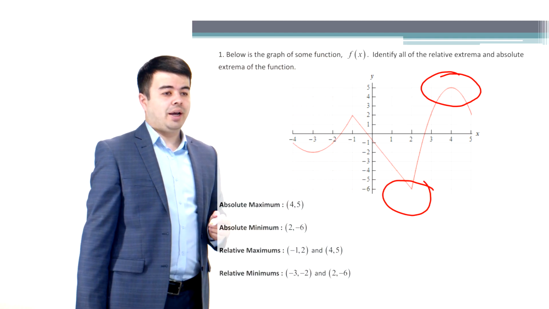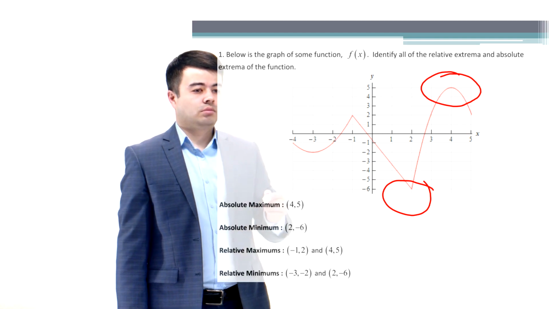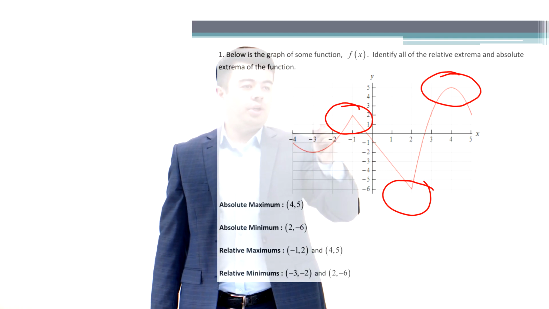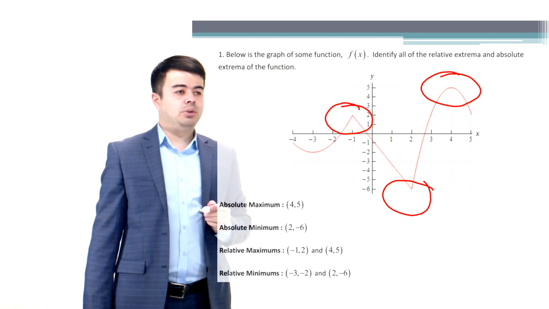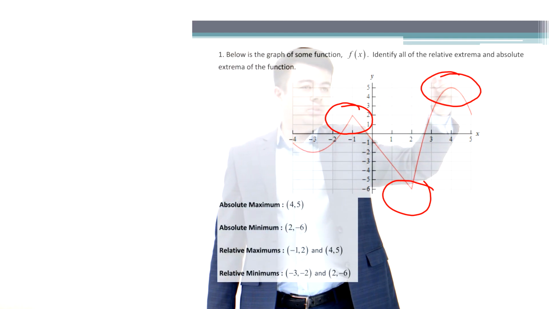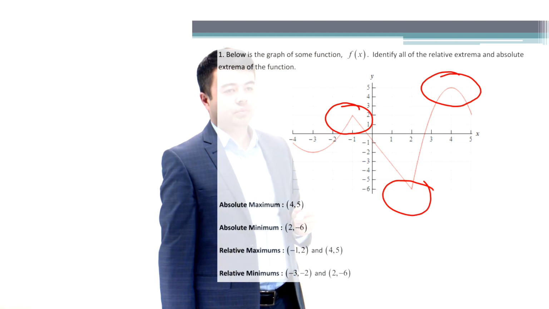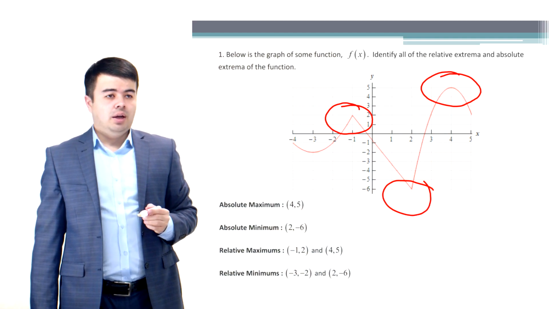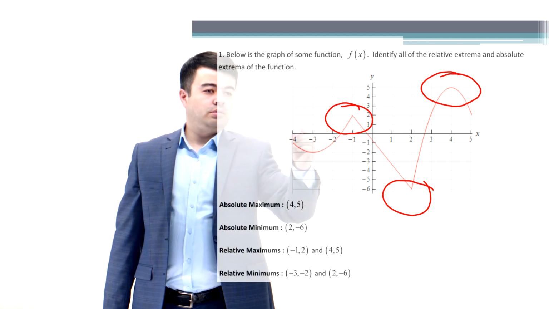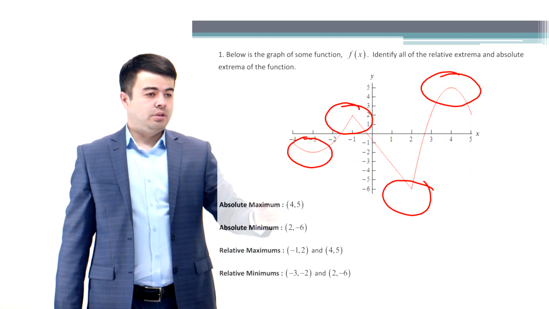When 2 and -6. And also we have relative maximum here, yes? And what kind of point is it? -1, 2. And also 4, 5 we call also relative maximum with respect to this given neighborhood. And here relative minimums, here we have this one, yeah, and this one again.